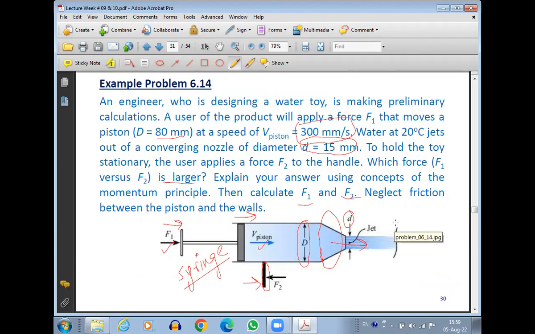Is there anything within the solution of the problem which is not clear to anybody? Please feel free to ask.